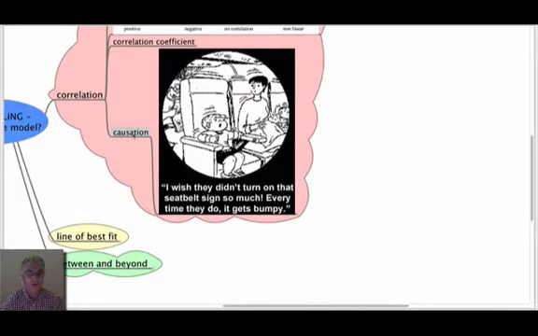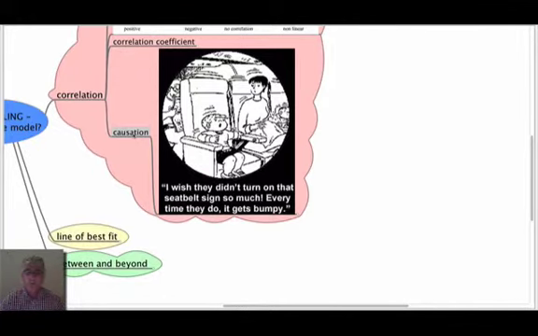Now, this business of causation. Just because two variables happen to be correlated, and even if they're very strongly correlated, even if they had a correlation coefficient of 1, it does not mean that one causes the other. I can't stress this enough, because this is a mistake that is made time and time again, even by researchers, but certainly in the press and the media in general.